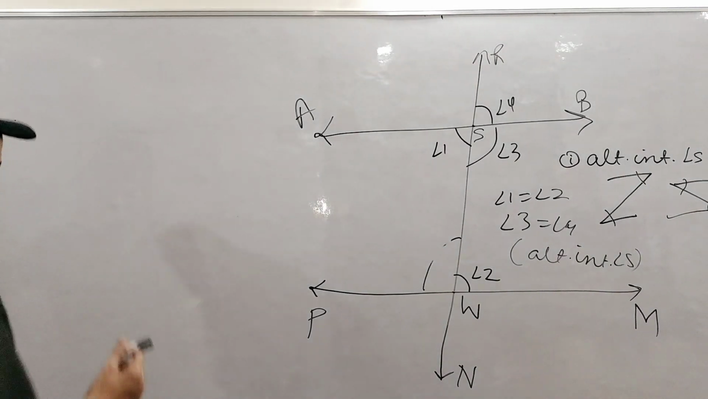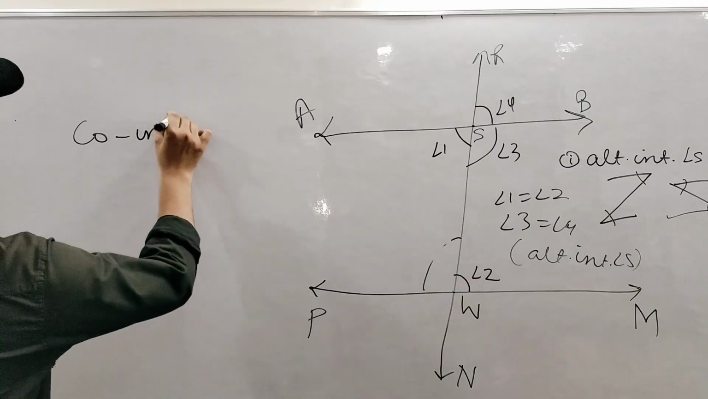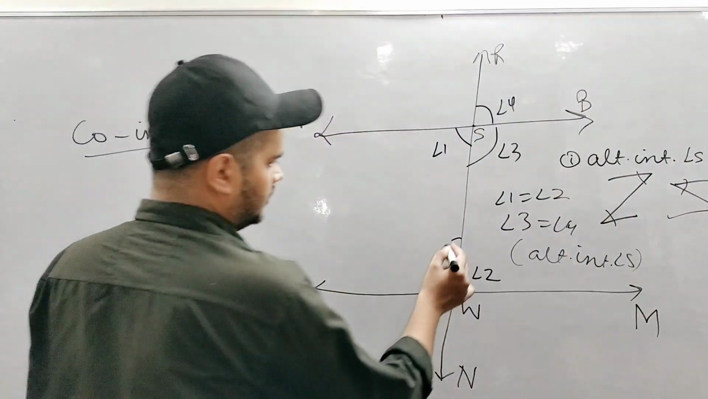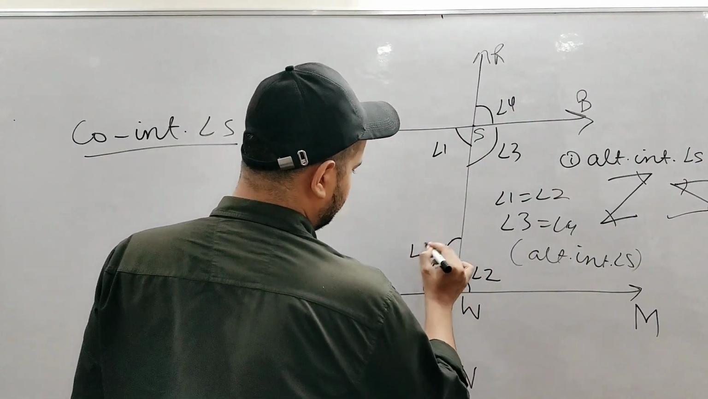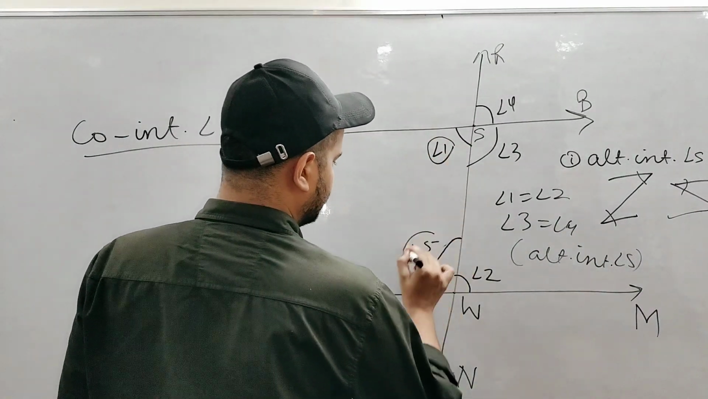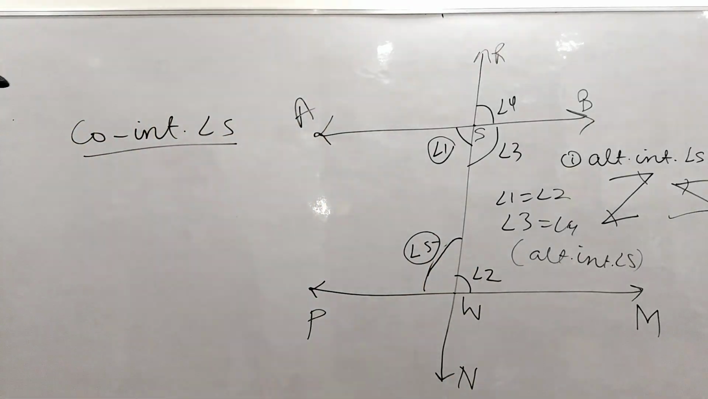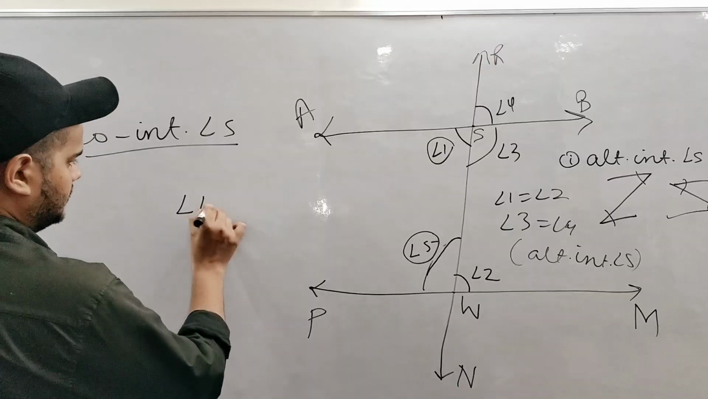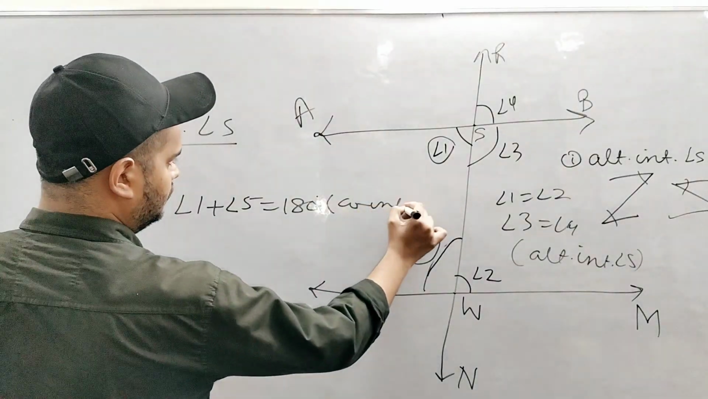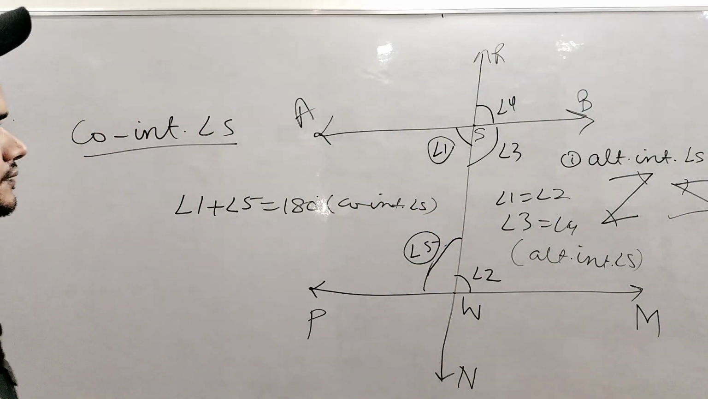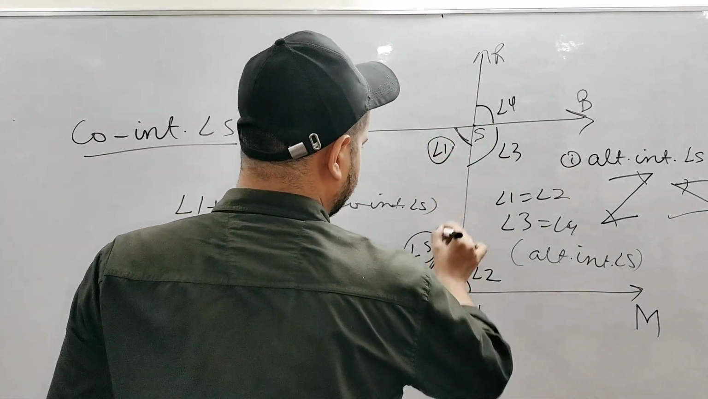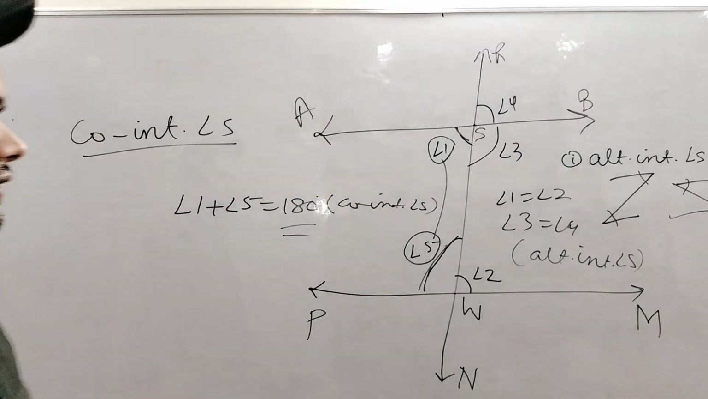इसके बाद है co-interior angles. इसमें क्या होता है? Two angles lying on the transversal. When two angles lie inside the transversal, they form a supplementary pair, और इसी को हम बोलते हैं co-interior angles. जब दो एंगल ट्रांसवर्सल के ऊपर में लाई करें, पैरेलल लाइंस के अंदर लाई करें, तो उनका सम 180 होता है. ओके, note it down.